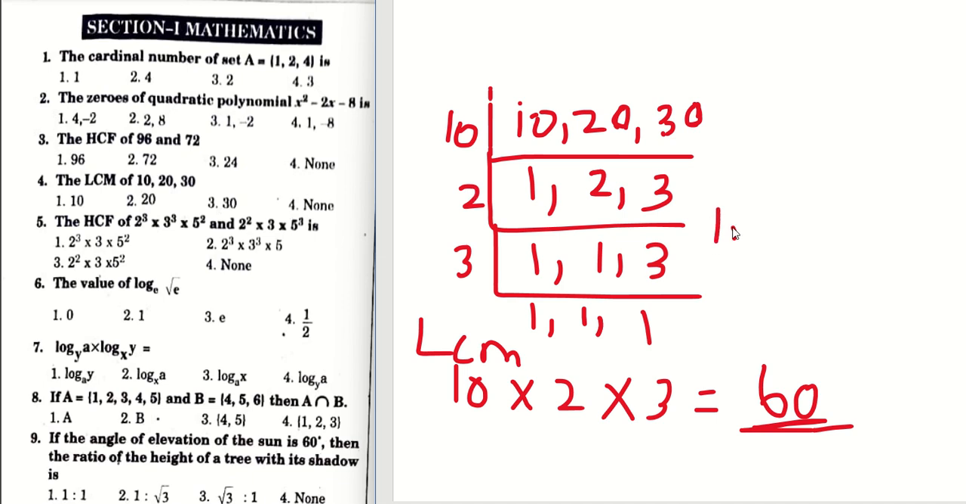Option 4, none, since we are not getting any answer. Right? Option 4 is the right one. None, because LCM 60 is not over here. Next we are going to see question number 5.